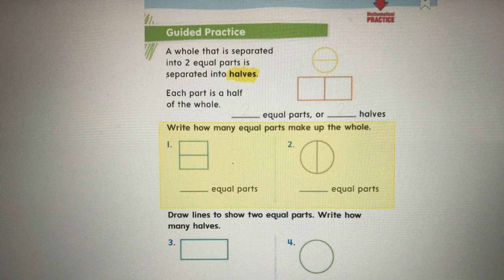Then let's look at problem 1 and 2. It wants us to write how many equal parts make up the whole. If you remember from what I just read to you above, it told us there were two equal parts or two halves. So for problem 1, you'll write 2 on the line, and same thing for problem 2.